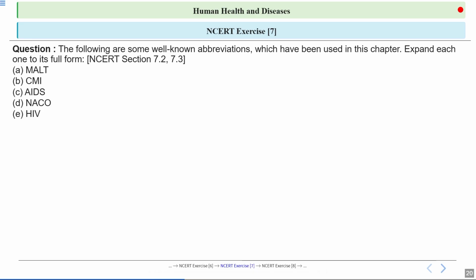Moving on to the next question. Now, the following are some well-known abbreviations which have been used in this chapter, Human Health and Disease. You have to expand each one to its full form. Again, you can look at the answer for this question in the NCERT section 7.2 and 7.3. Okay, so abbreviations are MALT, CMI, AIDS, NACO, and HIV. What will be the correct answer?